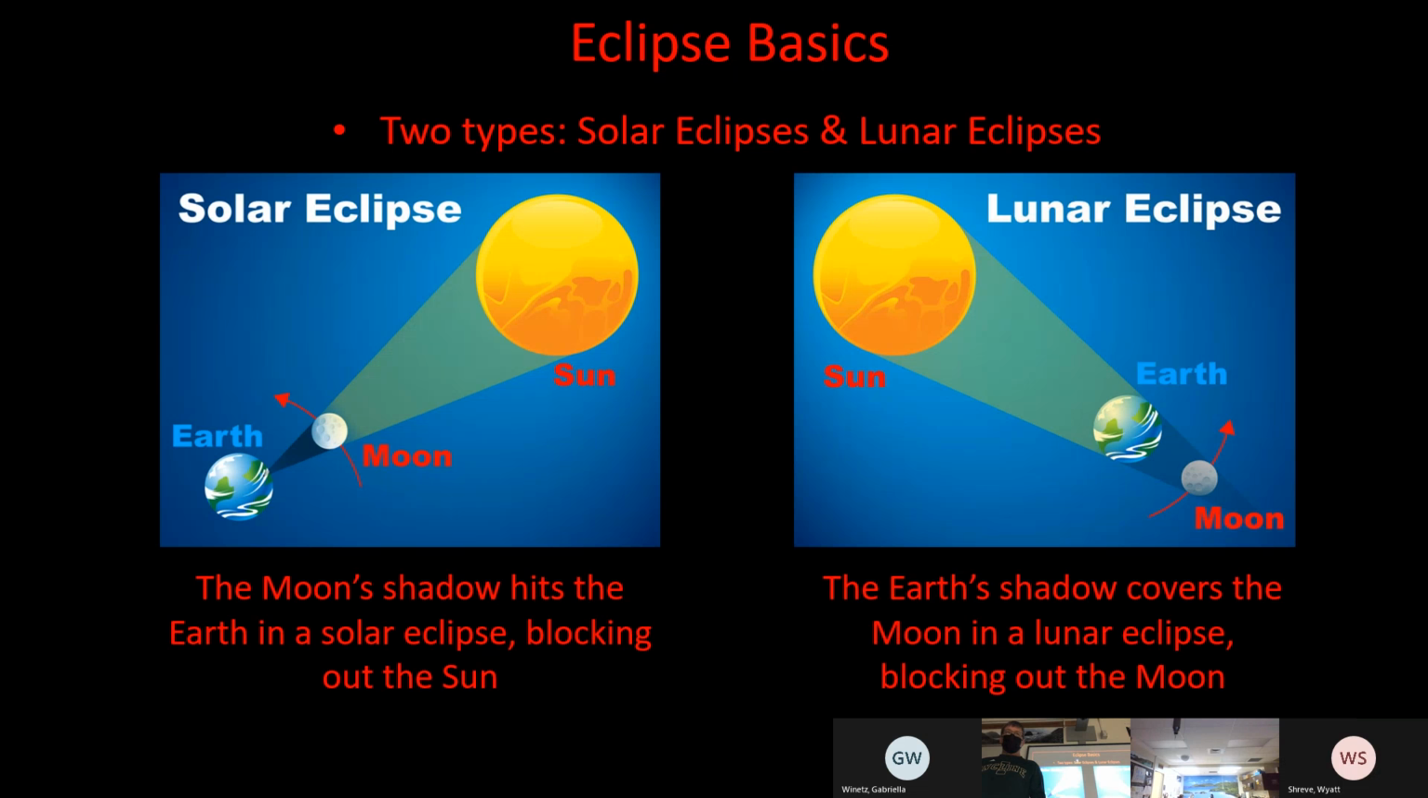So one way or another, either the Earth is moving through the moon's shadow or the moon is moving through Earth's shadow. And from our viewpoint, this darkens either the sun or the moon.